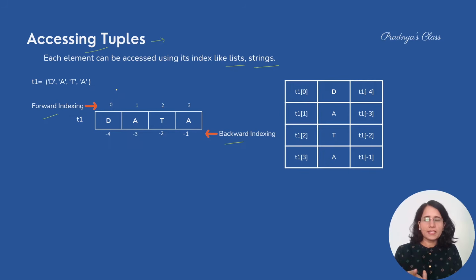When we want to access in the forward direction, we start the index with 0, and when we access in the reverse direction, we start the index with -1. So both positive and negative index you can use to access the individual element of the tuple.